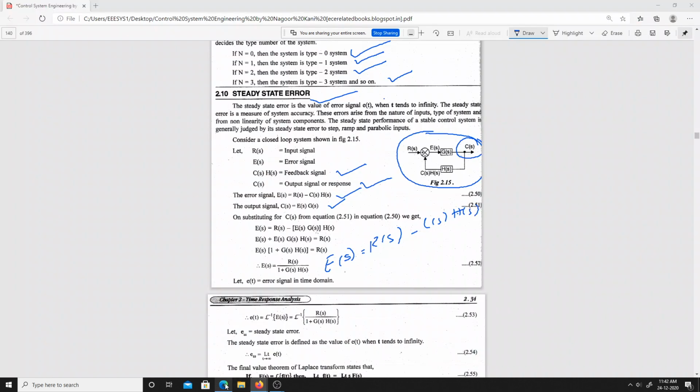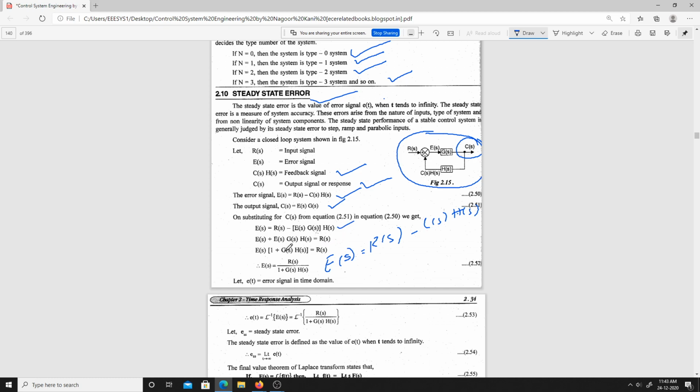Okay, fine. So now we know that the output signal is nothing but, from this it is clearly seen, that C of S is nothing but E of S into G of S. It's clear. Now on substituting for C of S, we know that E of S equals R of S minus C of S into H of S. Now we know that C of S is E of S into G of S. I'm just substituting for C of S. So this is the equation we have.